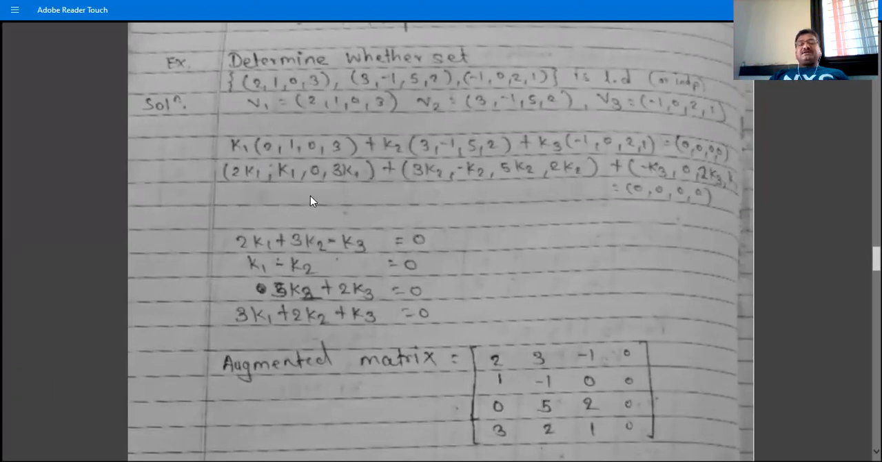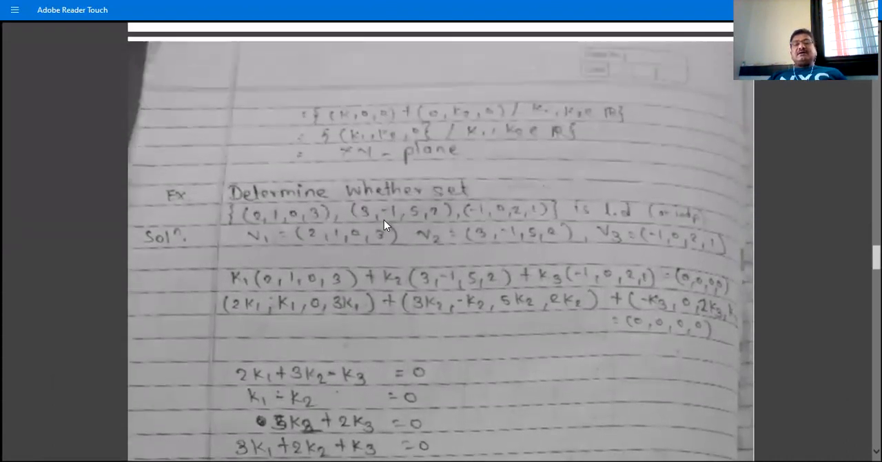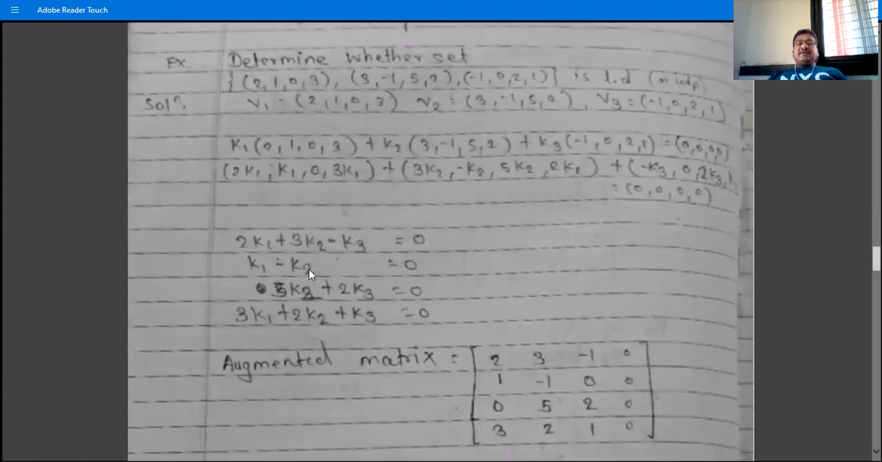And then comparing the LHS and RHS, we have 2K1 plus 3K2 minus K3 is equal to 0. Then K1 minus K2 is 0. And the third equation is 5K2 plus 2K3 is equal to 0. And the last equation 3K1 plus 2K2 plus K3 is equal to 0. So now we have to solve this system and find the values of K1, K2, K3. If all these values are equal to 0, then we say the given set is linearly independent. And if out of K1, K2, K3 at least one is non-zero, then we say these three vectors, or this set, is linearly dependent.